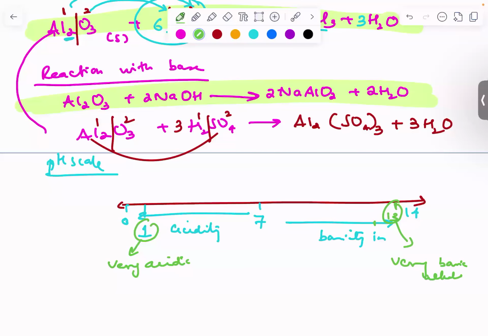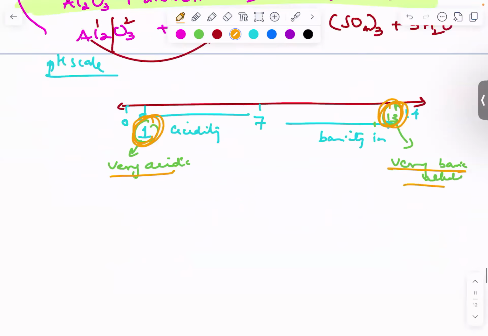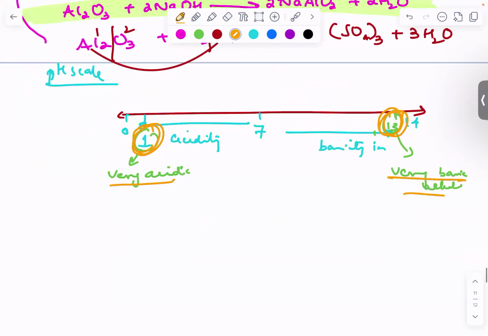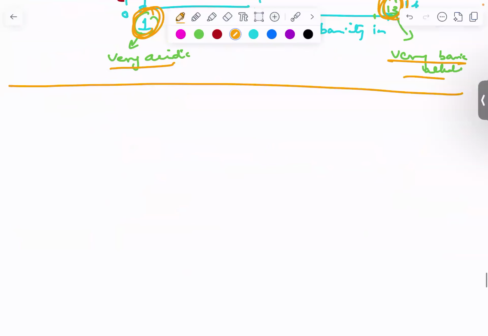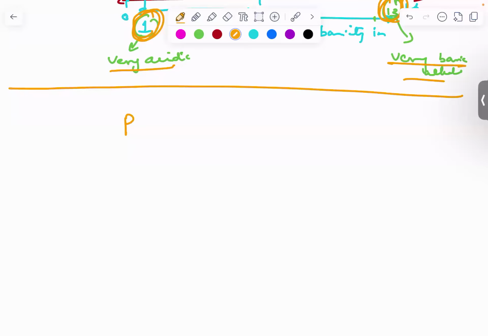So this works in contradiction. That is, if pH is very low, then it is highly acidic. If pH is very high, then it is highly basic. I hope it's clear. Now the whole discussion would be on the pH scale. P is small and H is capital. P stands for power, H stands for hydrogen ions. So pH means power of hydrogen ions.